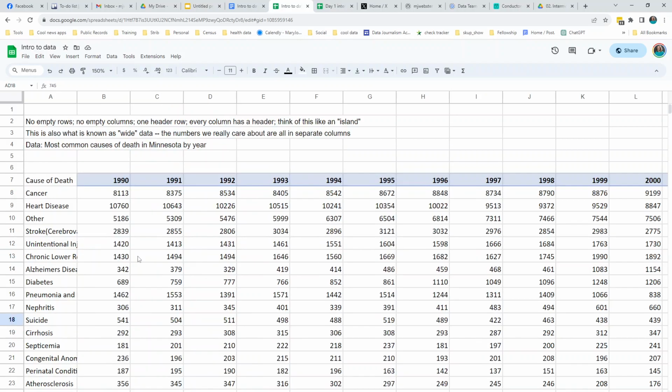Well, I'm going to go back to sheet 5. This is also what is known as wide data. So we have values, some sort of numbers, for example, or things that we might want to do analysis on in multiple columns going across. And each column is a different set of values. So that's known as wide data. And we get a lot of data like this from government agencies.